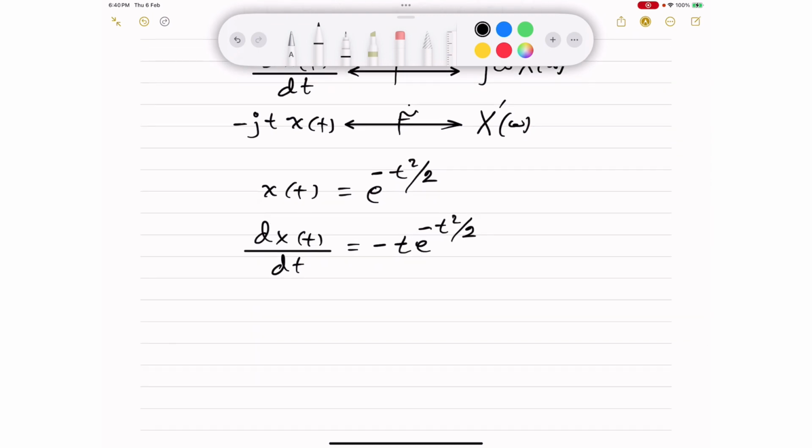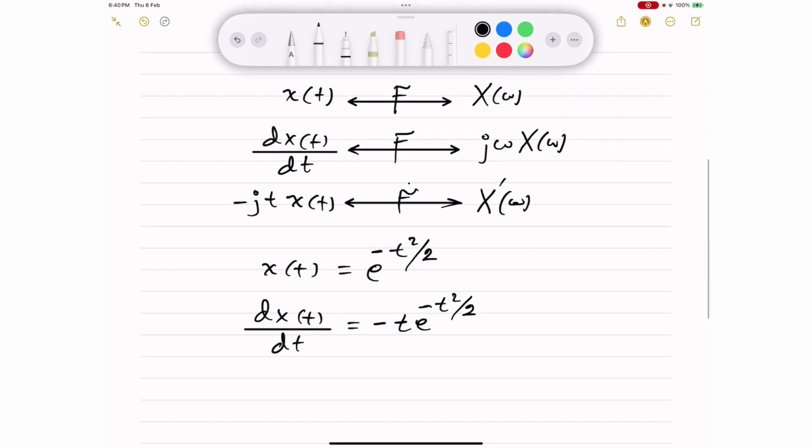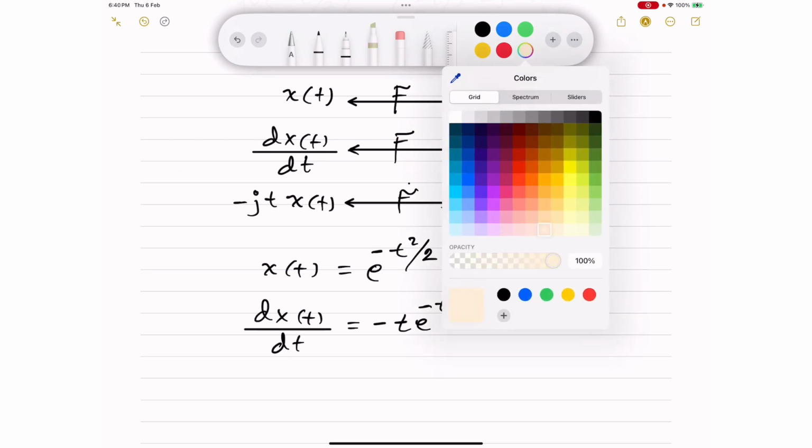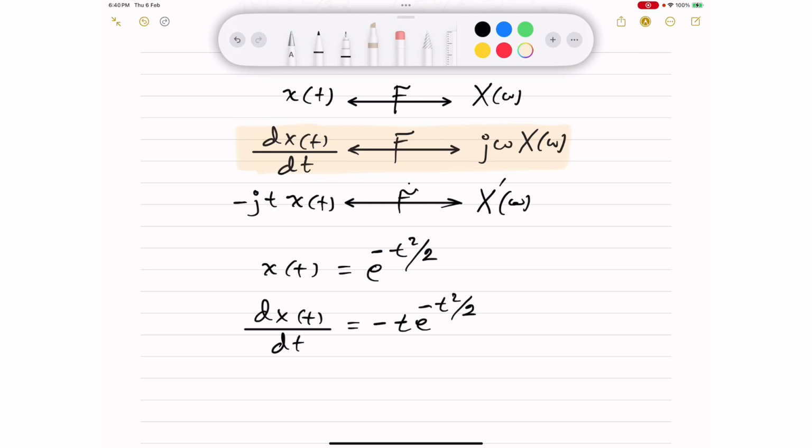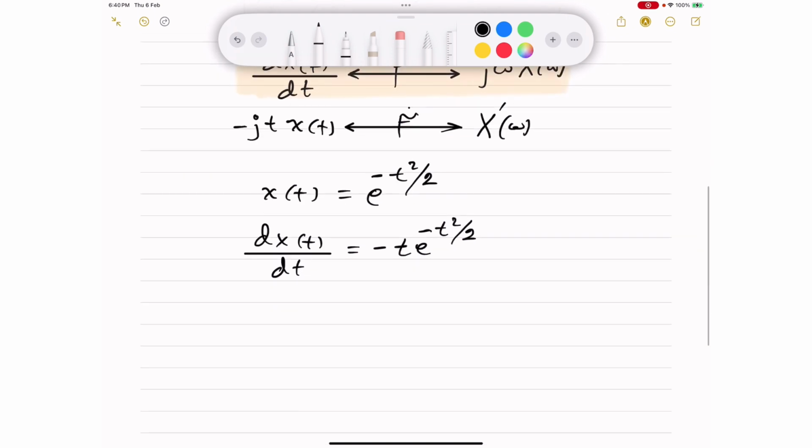Now I will take the Fourier transform of both sides. So we know from the first property, the time differentiation property, this one here, that the Fourier transform of the left-hand side would give us j omega X capital of omega. By the way, X of omega is the thing that we're trying to find here.